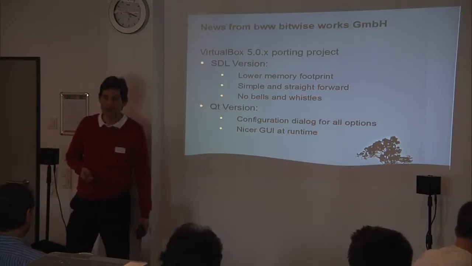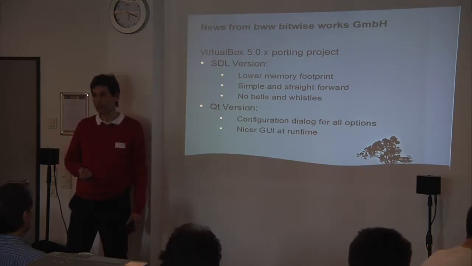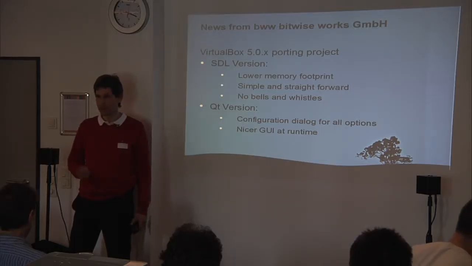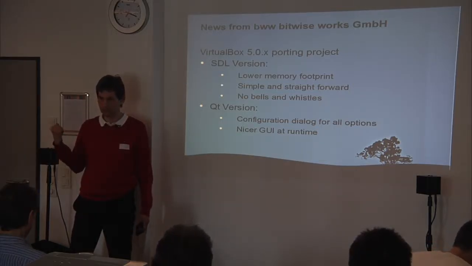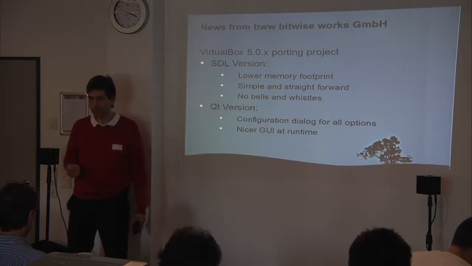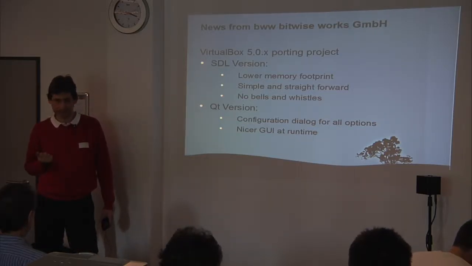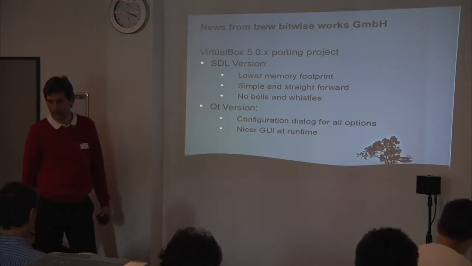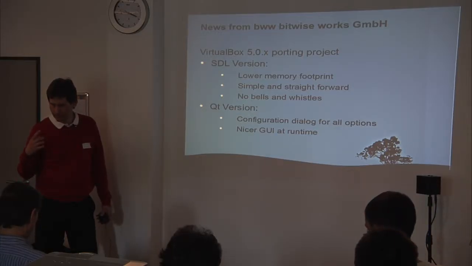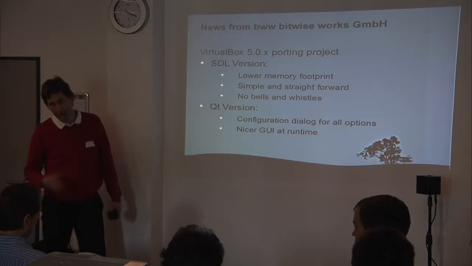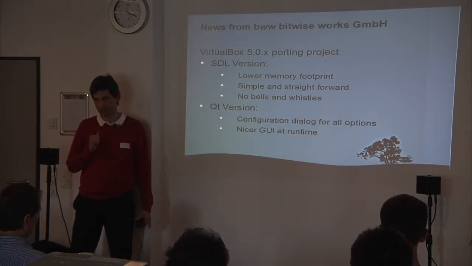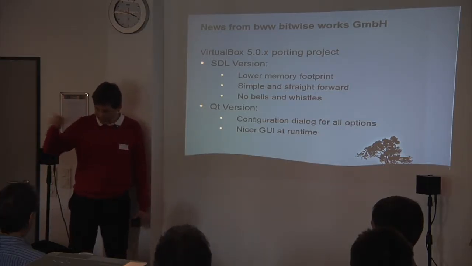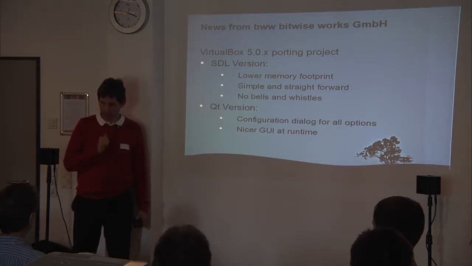In addition, it also has a nicer GUI during runtime, giving you an indication of what the guest machine is currently doing. That's hard disk access, that's network, that's mouse integration, all the stuff. What is the size difference between the two versions? With regard to memory, about 16 megabytes. The Qt version is 16 megabytes bigger during runtime than the SDL version.